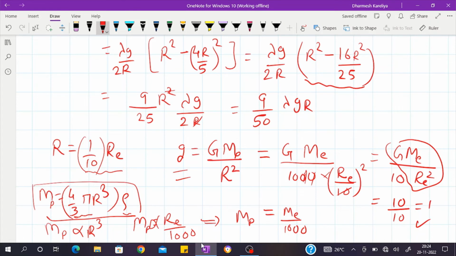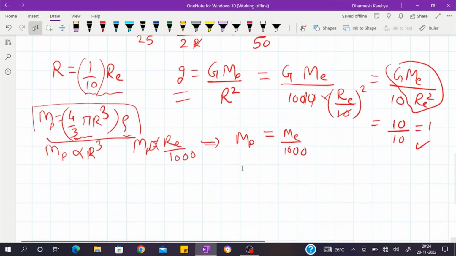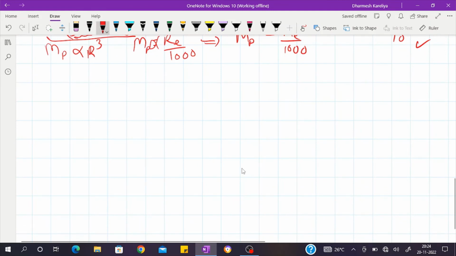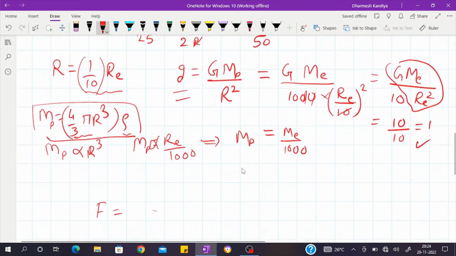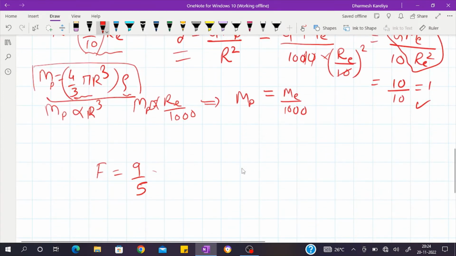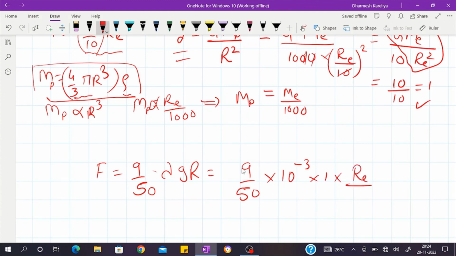Okay, so one thing we have found: g. Lambda is given, and r is also given. So let us now simplify this. What is the force that we have? The force that we had found was 9 by 50 lambda g r, and 9 by 50 lambda is 10 raised to minus 3. G is 1, which we have just calculated on that planet. R is the radius of Earth upon 10.